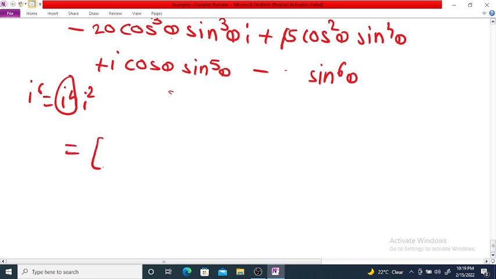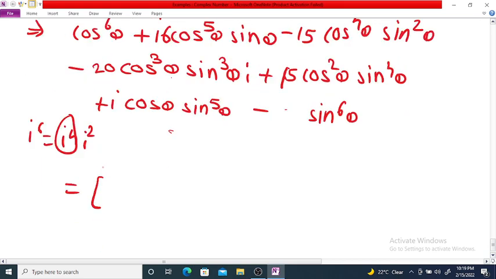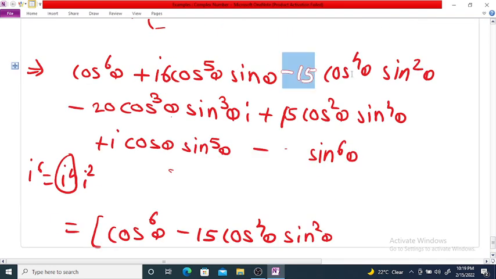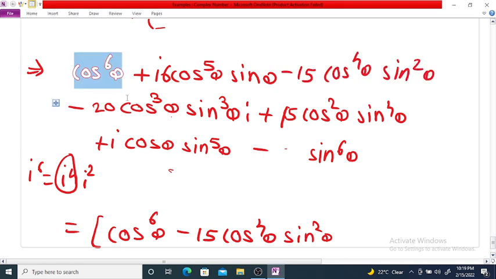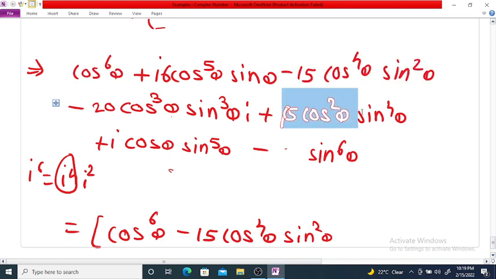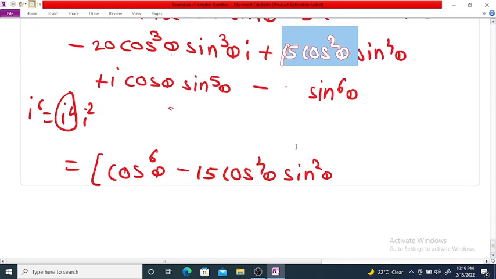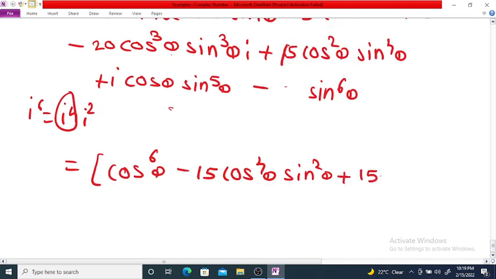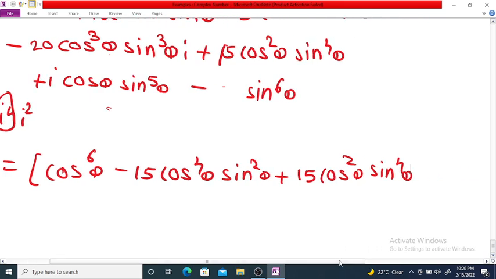Now if we write the real and imaginary parts in one bracket, we get this. What is the real part here? The real part is cos raised to 6 theta minus 15 cos raised to 4 theta sin square theta. Again the next real part is plus 15 cos square theta sin raised to 4 theta. Again minus sin 6 theta.